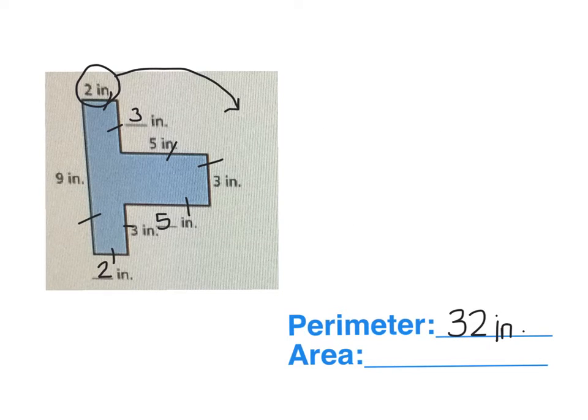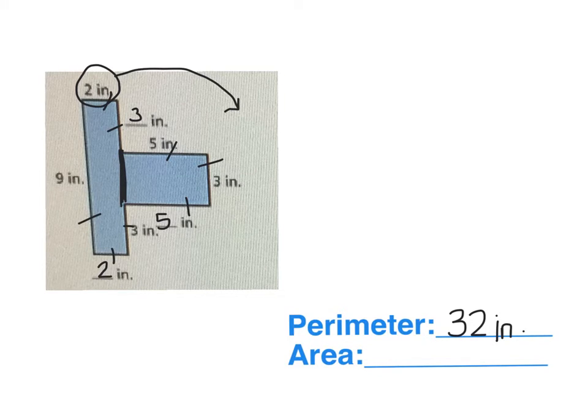Let's move on to finding the area of this complex figure. When I want to find the area of a complex figure, I want to split it into shapes that I know how to find the area of. And in this case, that would be a rectangle. We know that the area of a rectangle is length times width, and I can split this complex figure into 2 rectangles. The easiest way to do that would be to split it right down the center there.